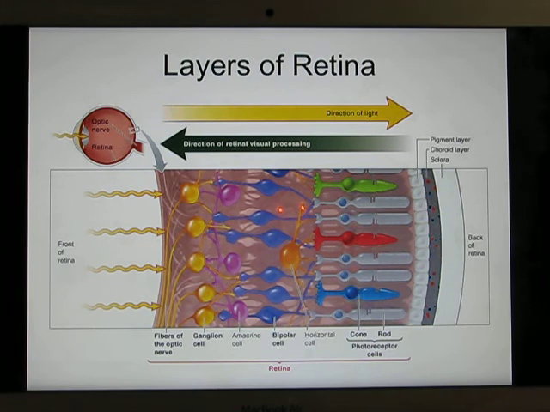And you have a lot of cones in the fovea. In the fovea, almost all of them are cones. And starting from the periphery, it's all rods.